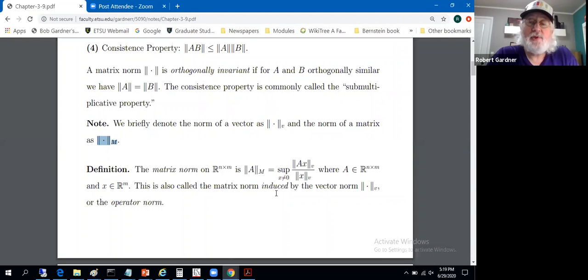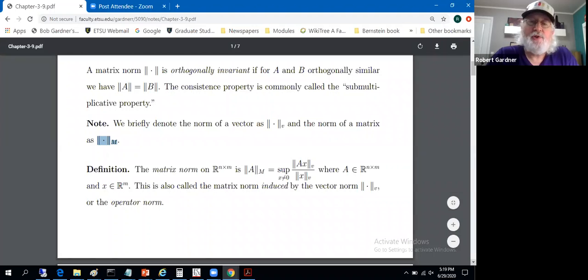This is called a matrix norm induced by the vector norm, actually vector norms, on R^n and R^m. For example, they might be the Euclidean norm, in which case we'd get a Euclidean matrix norm. And this is also sometimes called the operator norm.